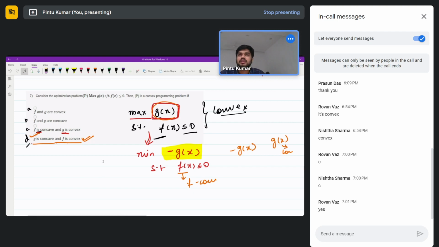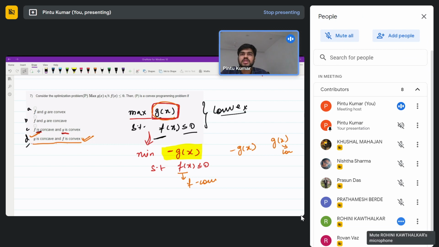Why option D is correct? Okay, thanks. Whoever has unmuted, can you please mute yourself? Thank you.